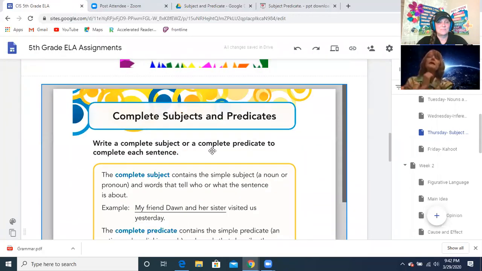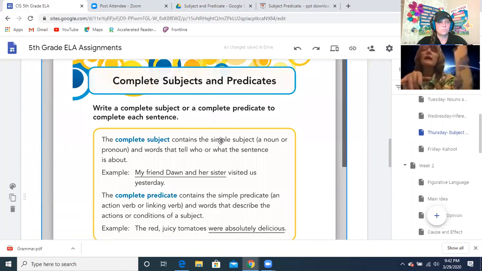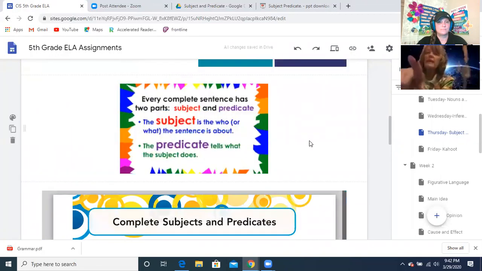And this has a little... right here it says every complete sentence has two parts, subject and predicate. Just like what Mrs. Hurt said, the subject is the who or the what the sentence is about, and the predicate tells what the subject does. So if you are getting confused, go back up to that and you'll see.